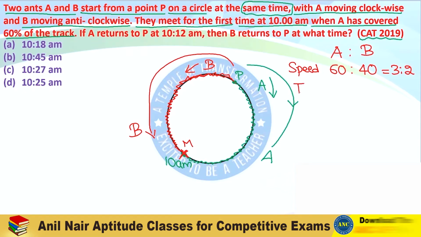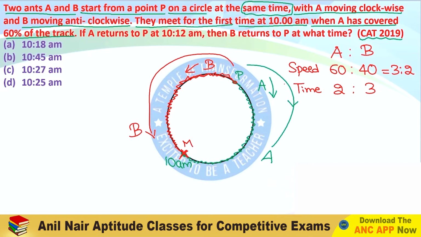Because the circle's circumference is constant, speed ratio and time ratio are inverse to each other. If the speed ratio is 3:2, what will the time ratio be? It will be 2:3. That means the time taken by ant A to travel from P to M is 2, and the time taken by ant B to travel from P to M is 3 minutes. That is the meaning of time ratio. Until this point, it's very clear, I believe.